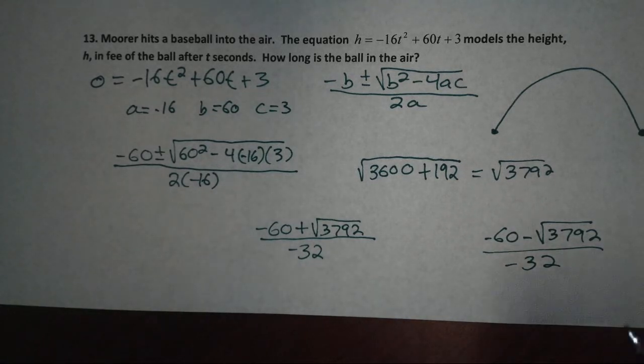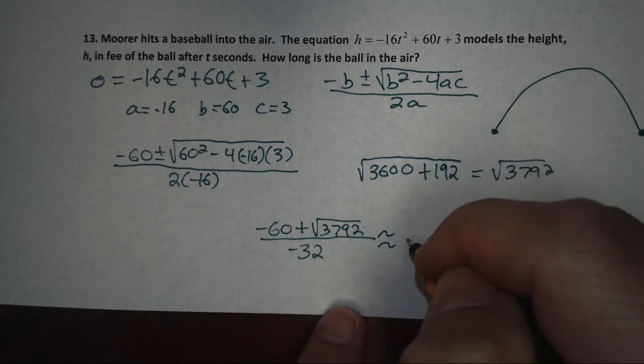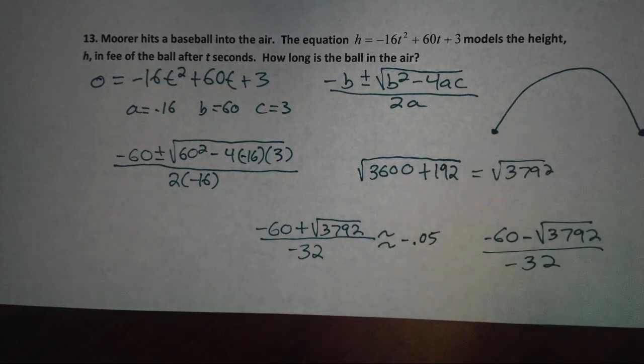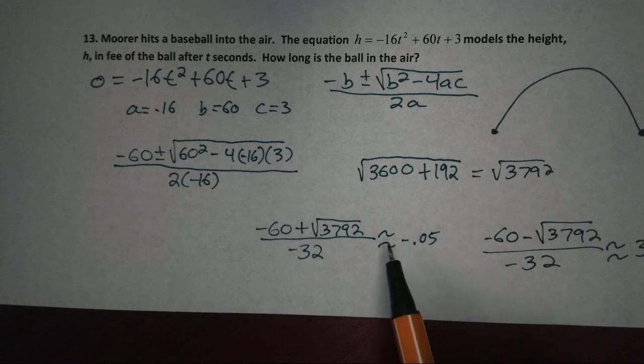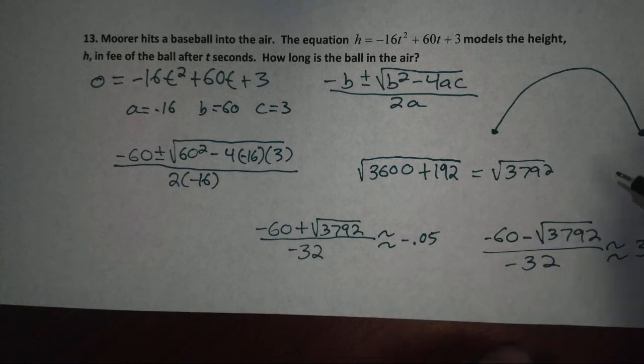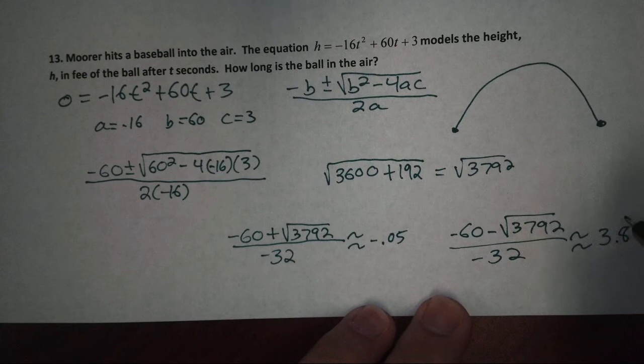This first one gives you approximately negative 0.05. I'm going to round to the nearest thousandth. And then the second one gives me approximately 3.8. Well, because this is a real-world problem, the negative doesn't make sense. You can't be in the air for a negative amount of time. So we have to go with the 3.8 answer.